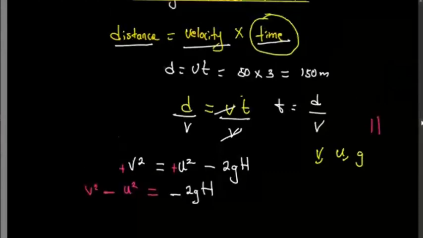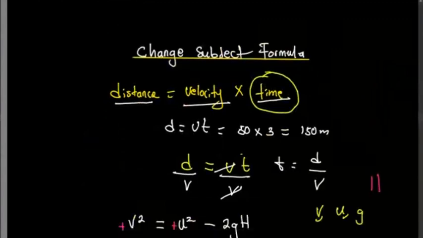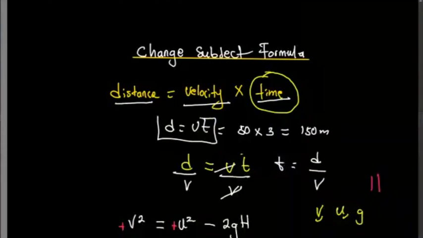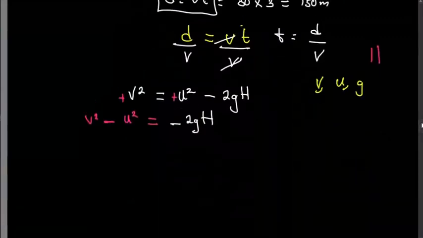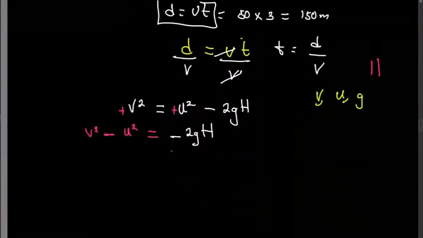Remember what we did here. When we had D equals VT, how did we make time stand alone? That's the exact same thing we're going to do here. What is making H not stand alone? Minus 2G. We divide both sides by minus 2G.